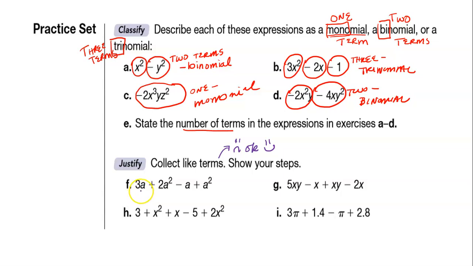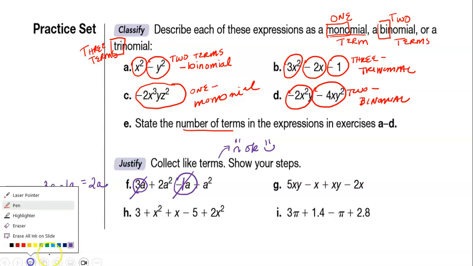So like terms have the same exact variable and the same amount of that variable. For instance, 3a and negative a are like terms. Same variable, same amount. As a matter of fact, this has an invisible 1 in front of it. Okay, so if we pull those out, 3a minus 1a is 2a. You see the amount of a's did not change, and we've collected those like terms. So I'm going to cross them out and find another color.